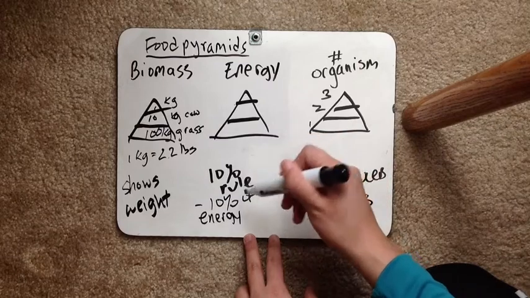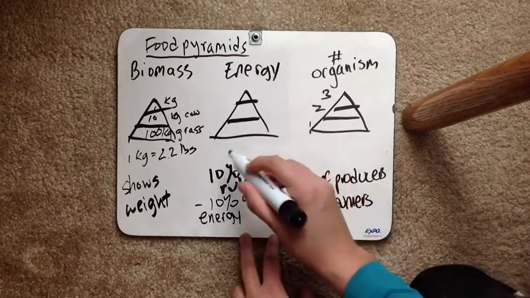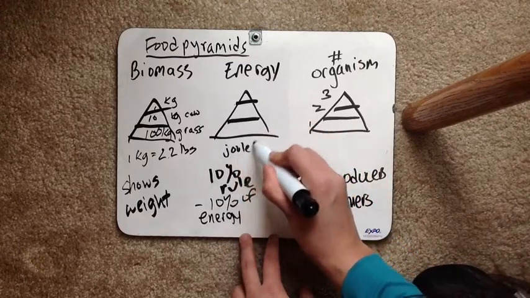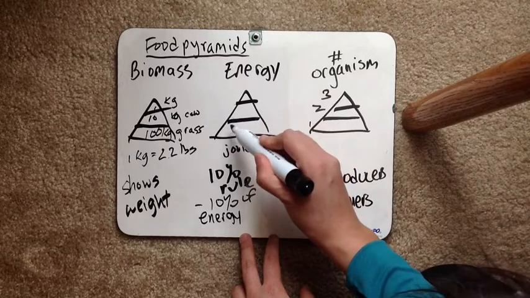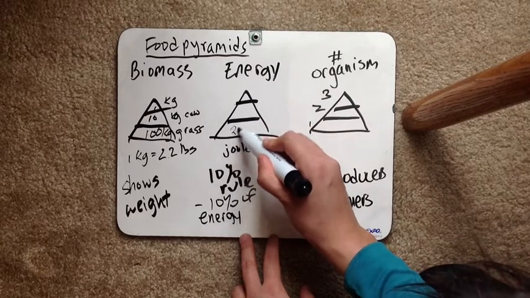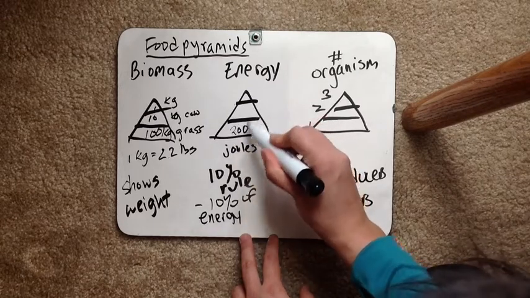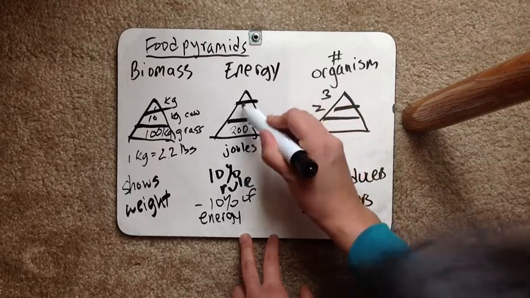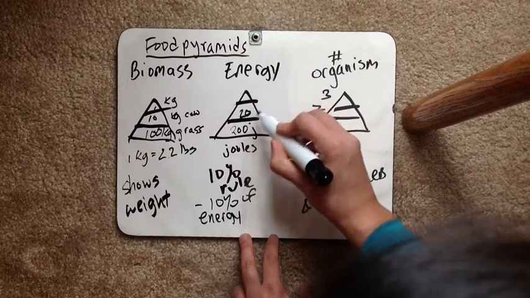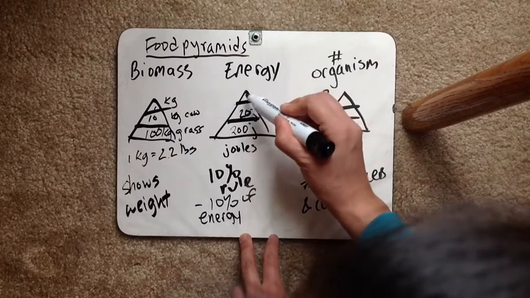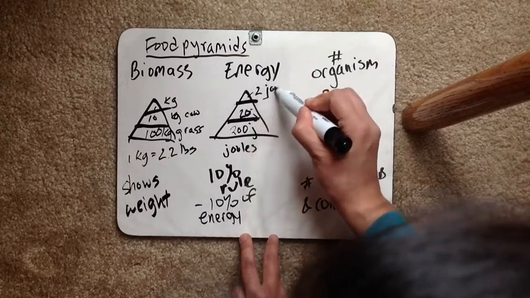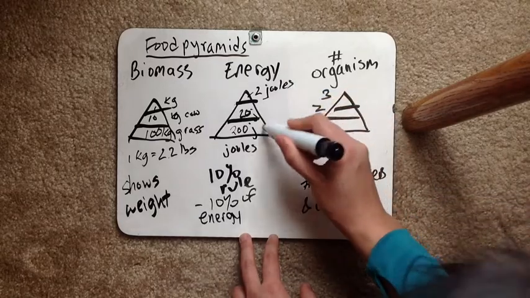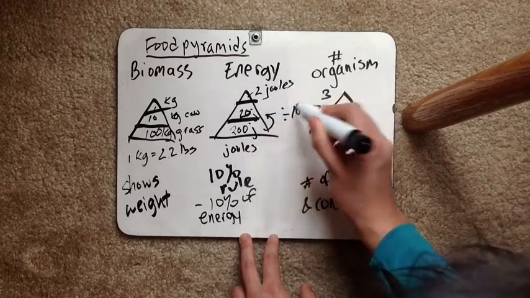The 10% rule of energy, the unit for energy would be joules. So for example, we could start with 200 joules of energy found in the grass, which now we divide by 10. We have 20 joules of energy in the cow, which would be equivalent to 2 joules of energy in the human. Notice that every time we go up the level, we're dividing by 10.